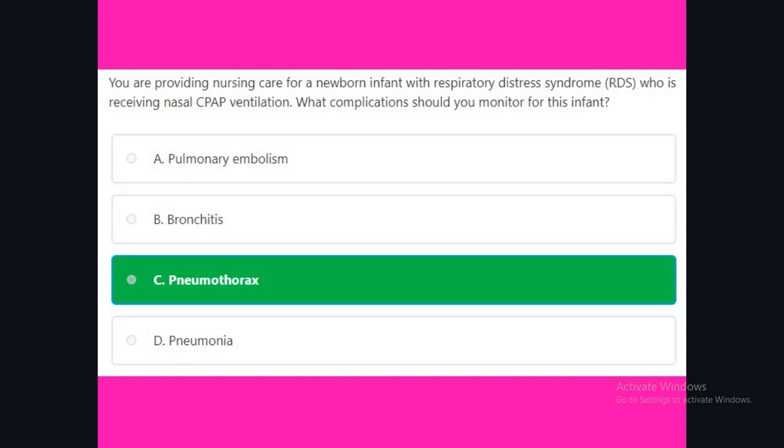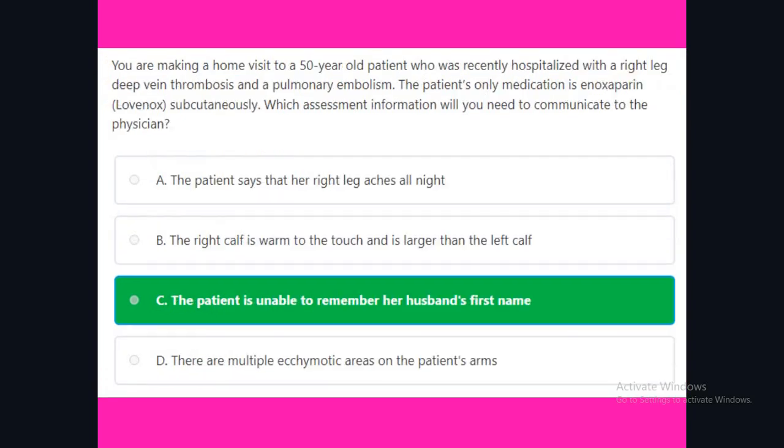You are providing nursing care for a newborn infant with respiratory distress syndrome who is receiving nasal CPAP ventilation. What complications should you monitor for this infant? The options are pulmonary embolism, bronchitis, pneumothorax, and pneumonia. We all know that on mechanical ventilation, there are chances of barotrauma, which can lead to air in the lungs and cause pneumothorax. So we have to monitor the child for the complication of pneumothorax.